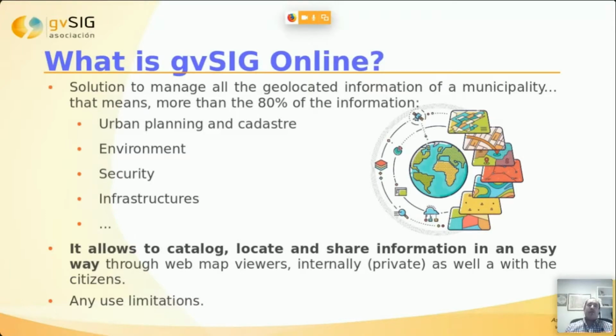gvSIG Online. So gvSIG Online is a solution to manage all the geolocated information of a municipality. We know that more than 80%, I think more than 90%, of the information that municipalities work with is geolocated, georeferenced. So they work with urban planning and cadastre, security, infrastructures. Almost all the information is georeferenced.